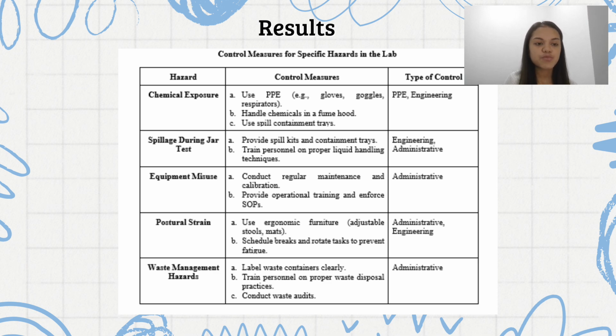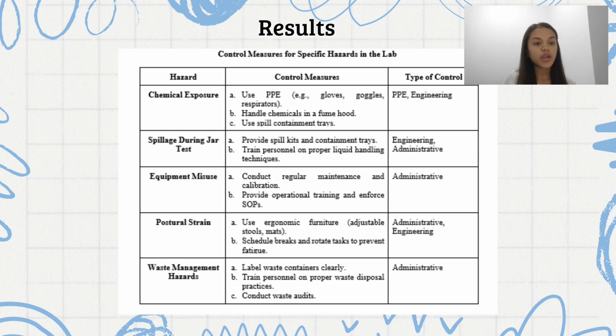So for the postural strain, the control measure is ergonomic. Use ergonomic furniture like adjustable stools or mats, and then schedule breaks and rotate the tasks to prevent fatigue. So the type of control is administrative and engineering, of course.